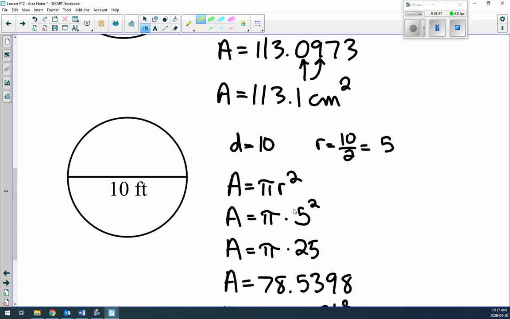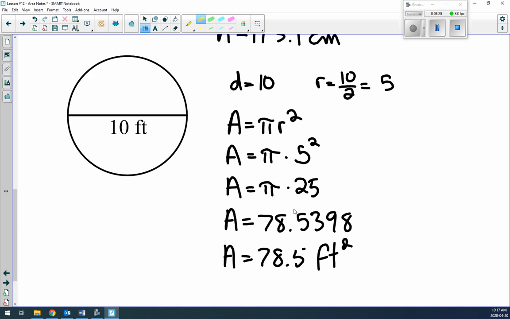Okay, let's look at this example here. Now this, 10 feet is a big circle, but 10 is not the radius. 10 is the diameter. So you have to recognize that. So diameter is 10. Well, how do we find the radius? You take it and divide it by 2. You end up with 5. Then you go through the same procedure again.